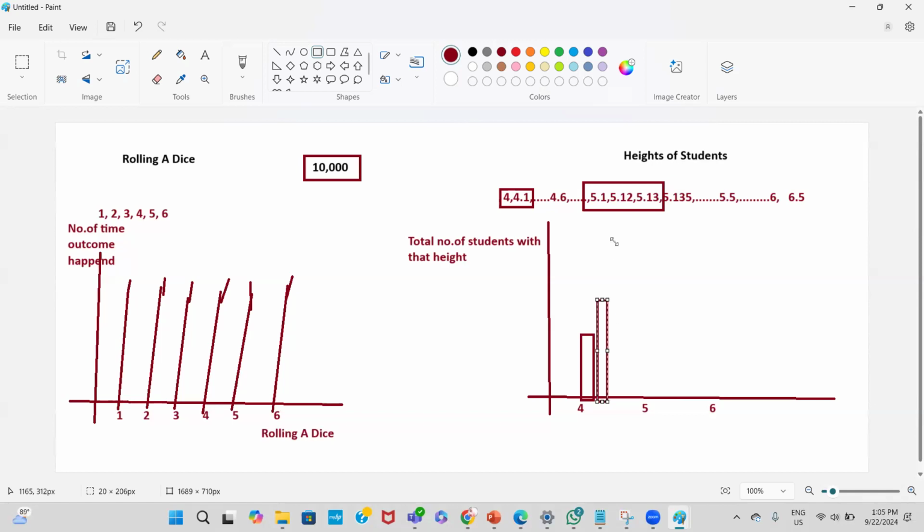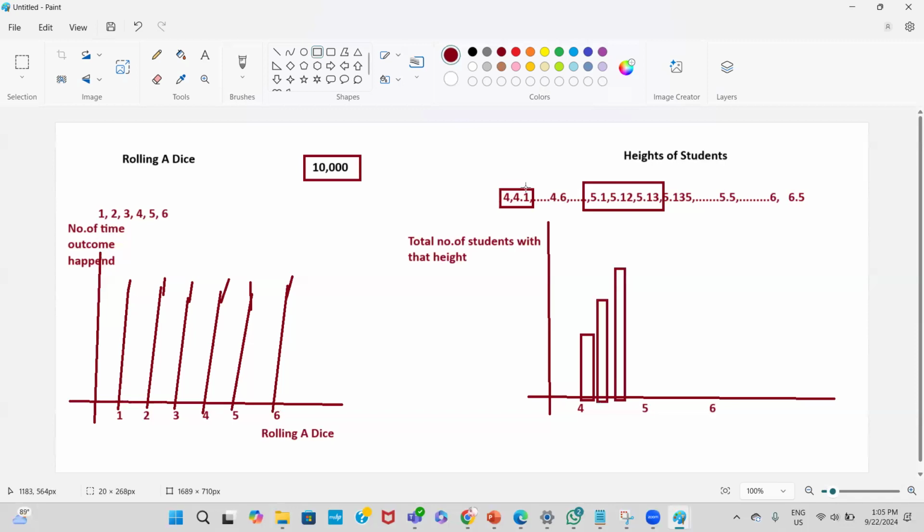Because for any exact height, the probability would always be zero. We cannot actually say that a particular height will have a probability. I mean, any student will have some particular height, but within a range we can say.